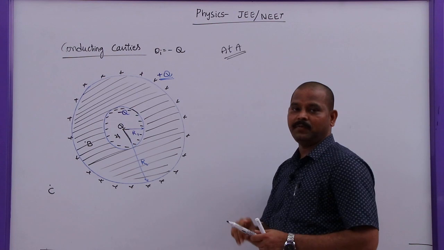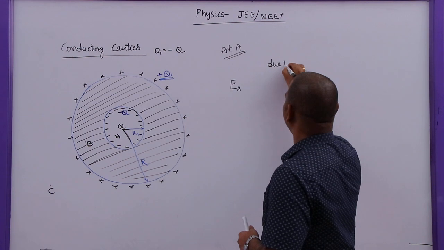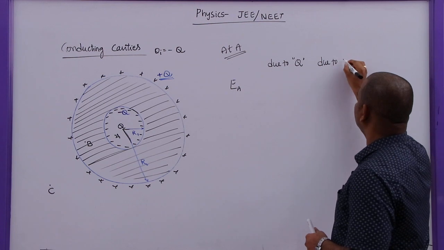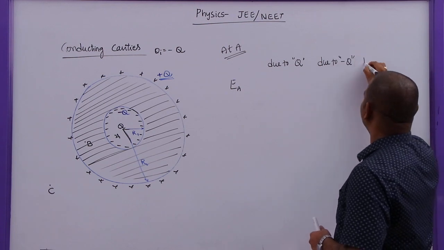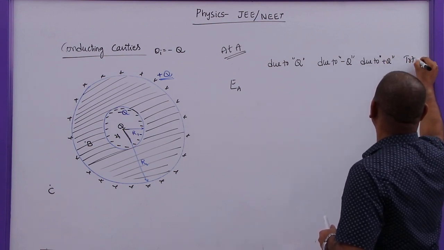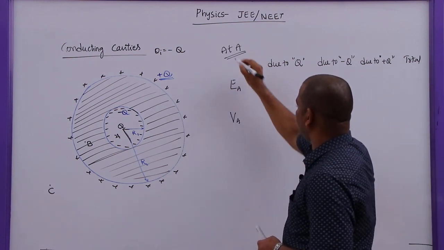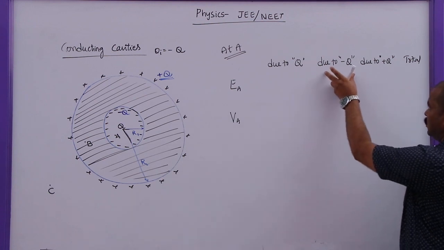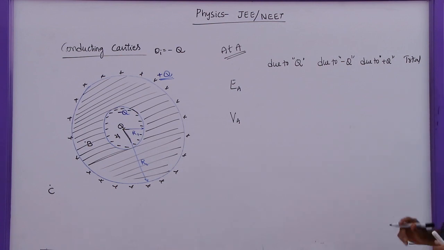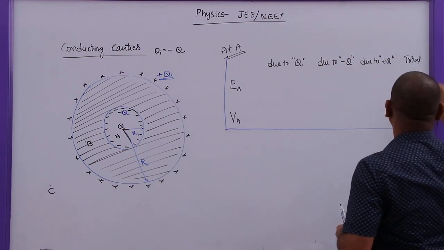So we have three different electric fields. The electric field at A is due to the positive charge Q, the induced charge minus Q, the induced positive charge plus Q, and the total electric field. Similarly, the potential at point A is also due to the positive charge, the negative charge, the positive charge induced on the surface, and the total potential. So we have four terms here. Let me draw a table here.